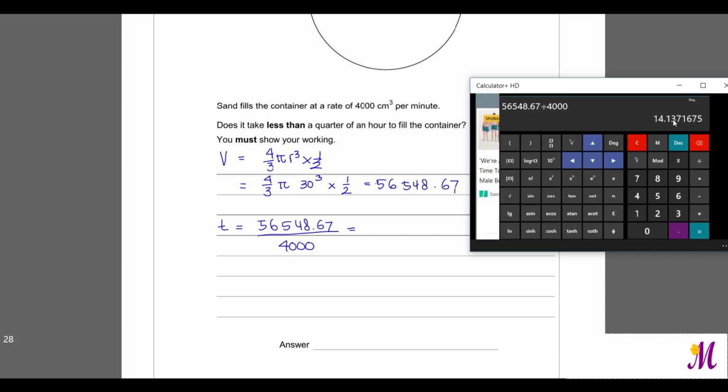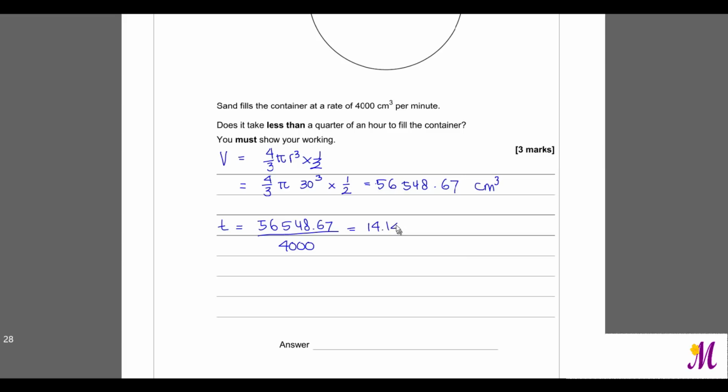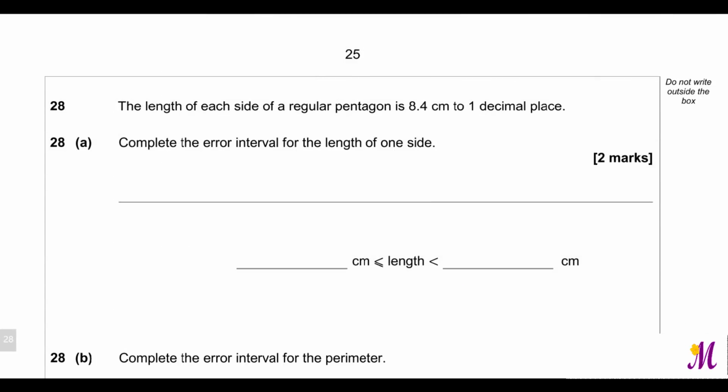So it's 14.137. I'll say 14.14, and the unit will be minutes. So it takes actually only 14.14 minutes. That means the answer is yes, it takes less than a quarter of an hour, because a quarter of an hour will be 15 minutes. So we write the answer here. Yes.